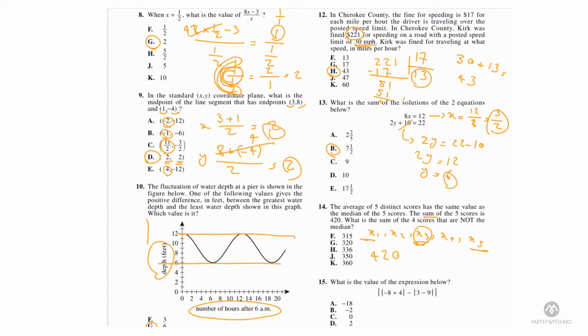So if I divide 420 by 5, it gives me the average. This 420 is basically x1 plus x2, x3, x4, and x5. So the answer to this one is 84. So 84 is the average. Now we know x3 is 84 because it says the median is the same as the average. There we go. So we got the x3.